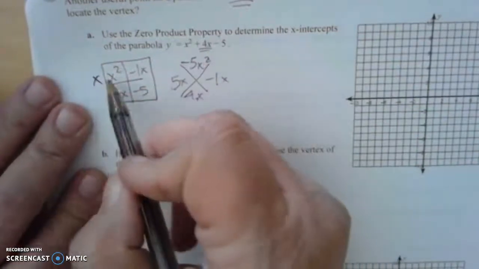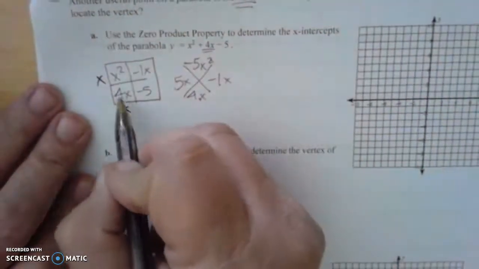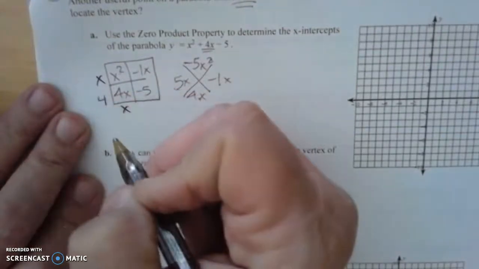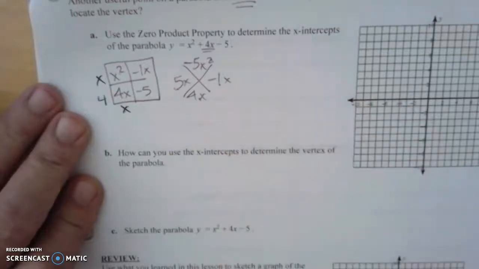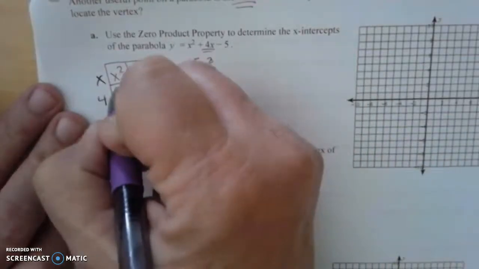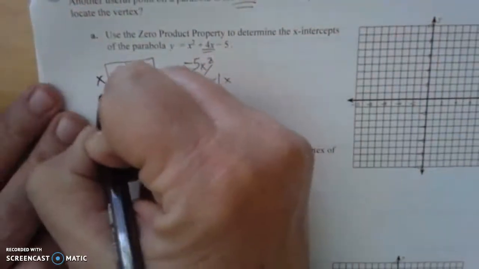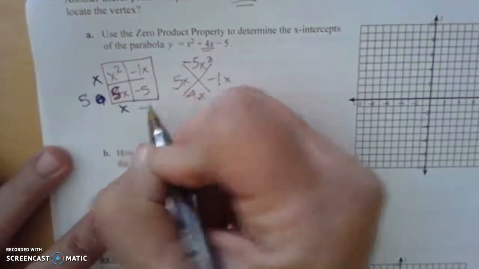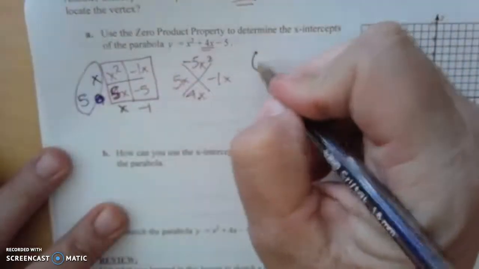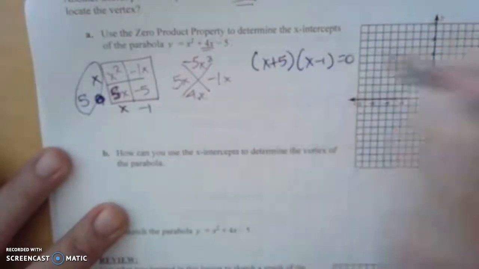x times x is an easy box to fill in. So what do we need to multiply to get 5? Oops, I put a 4 instead of a 5. It should be a 5. I am not doing very well today. Okay, put a 5, and then 5 times -1. Here are our factors: x plus 5 and x minus 1, and we're going to set those equal to 0.